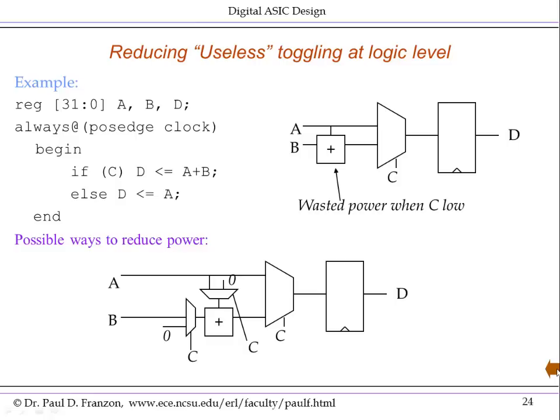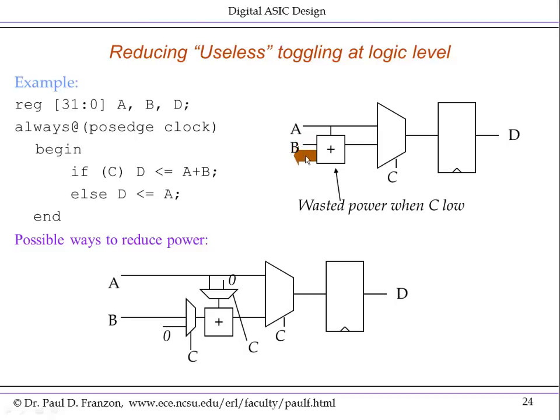So next I want to look at this concept of useless toggling and illustrate through some simple examples. So here I've written some code that's quite straightforward and quite natural to write. If C is high, D equals A plus B, else D equals A. It's quite fine, and you think it'd be fine. Well, what that builds is the unit on the right here. D is a flip-flop because it's assigned in a posedge clock statement. We have a mux. We have an adder to one input of this mux, and A to the other input of this mux.